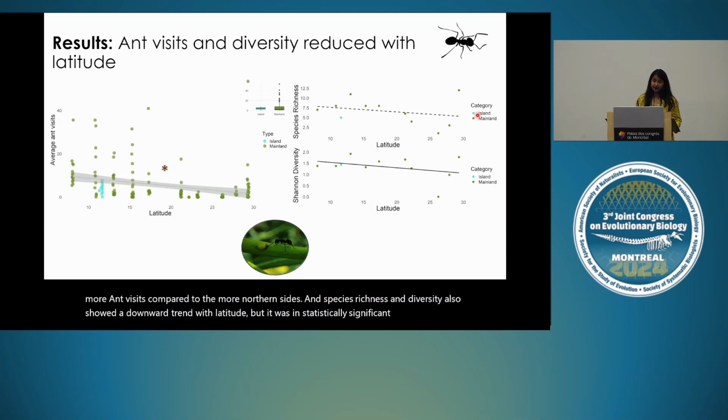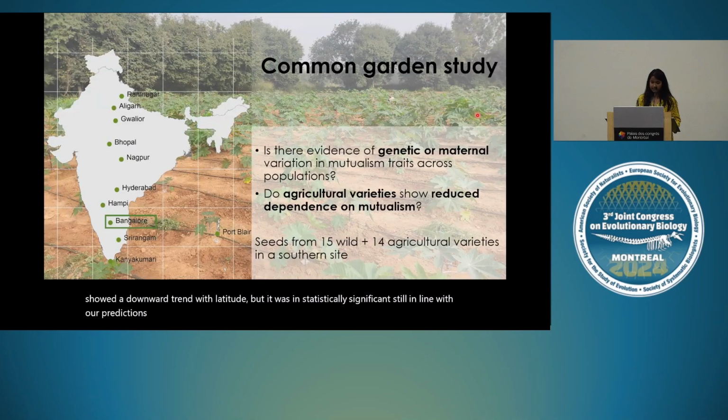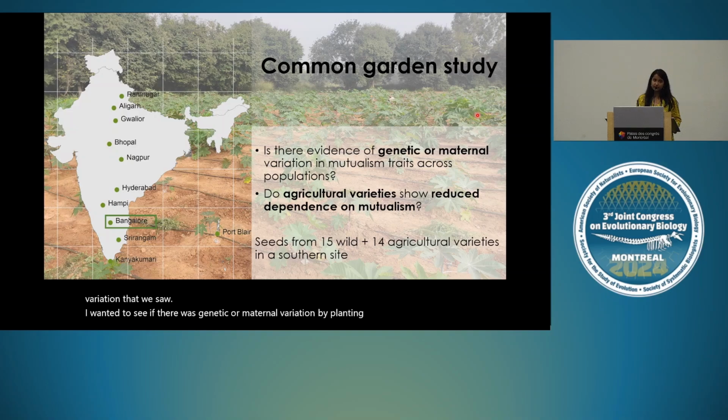Still in line with our predictions, though. So that was all for my wild sampling. Now, to further unpack this variation that we saw, I wanted to see if there was genetic or maternal variation by planting all these varieties in a common environment to remove the effect of the environment.